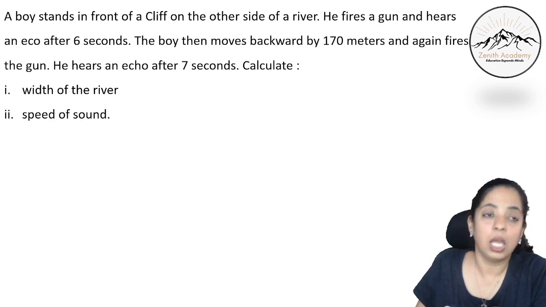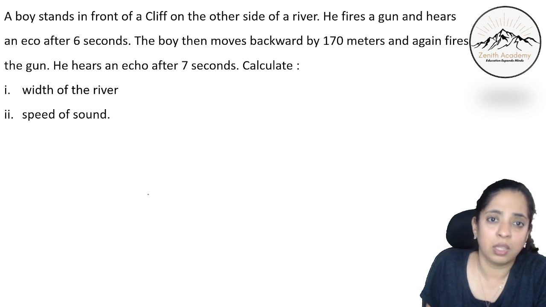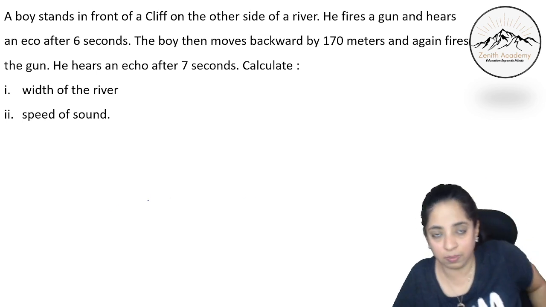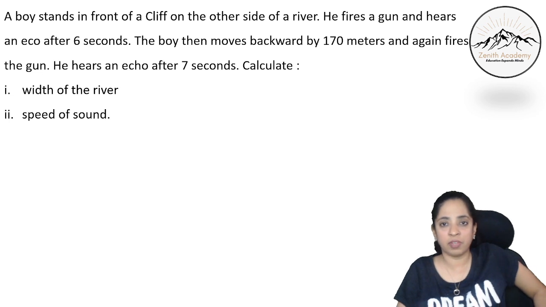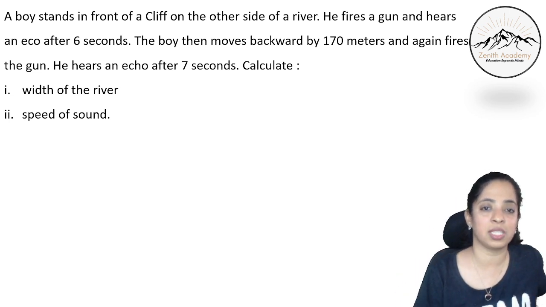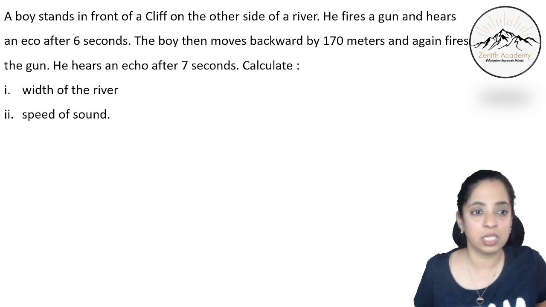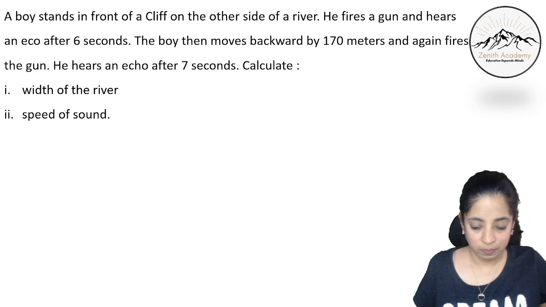Next. A boy stands in front of a cliff on the roadside, on the other side of a river. He fires a gun and hears an echo after 6 seconds. The boy then moves backward by 170 meters and again fires the gun. He hears an echo after 7 seconds. Calculate the width of the river and the speed of the sound.